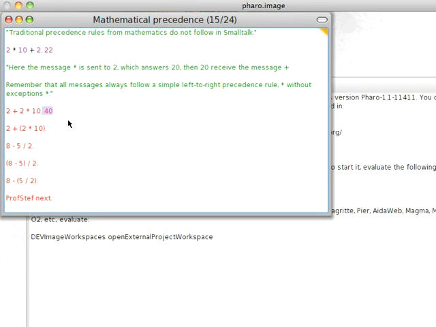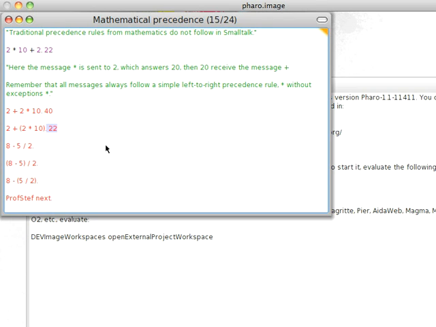The reason for that is, again, left to right at the same level of precedence. So we have binary messages all the way through. We have no arithmetic precedence, so we end up with 2 plus 2 is 4 times 10 is 40. Down here, we want to do arithmetic precedence, so we have to put in the parentheses to get that. So we put parentheses around 2 times 10, and then we add 2, and we get the same answer that we got up here, 22, as expected.